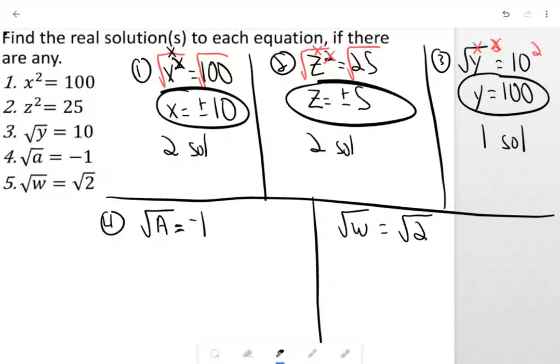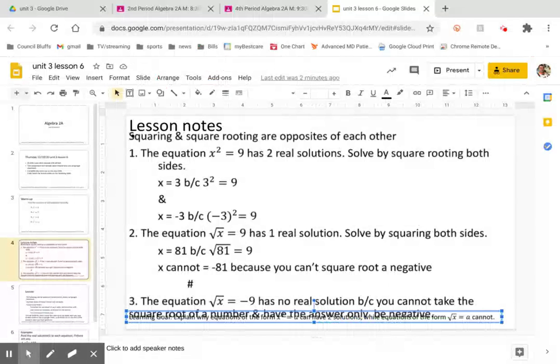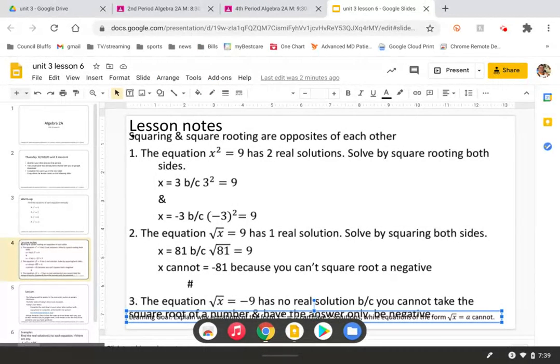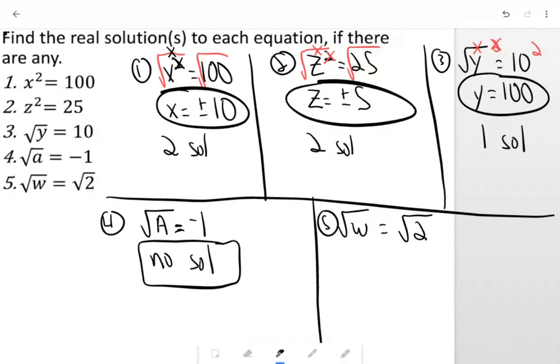Okay, number 4. Okay, that goes back to the last thing from our lesson notes. In this one, it was the square root of x equals negative 9. This one is the square root of a equals negative 1. This one has no solution. I cannot take the square root of a number and have the answer just be negative. It could be positive or negative, but it can't just be negative. So number 4 has no solution.